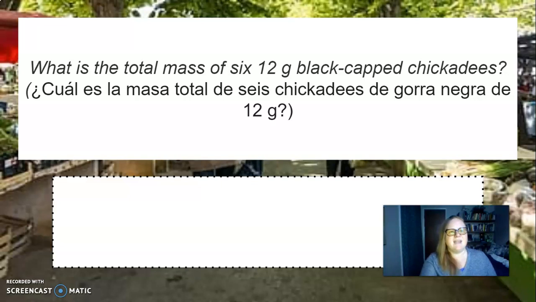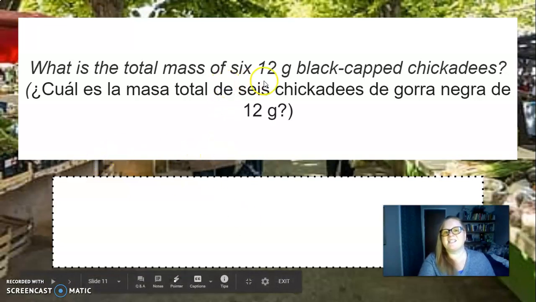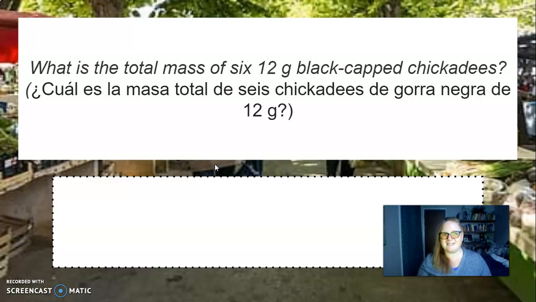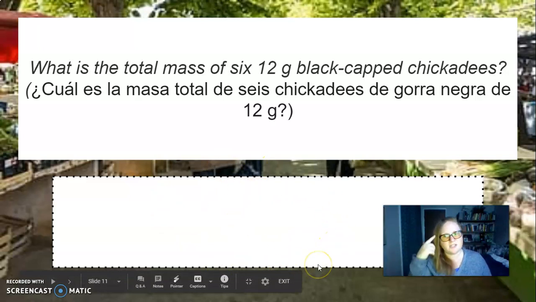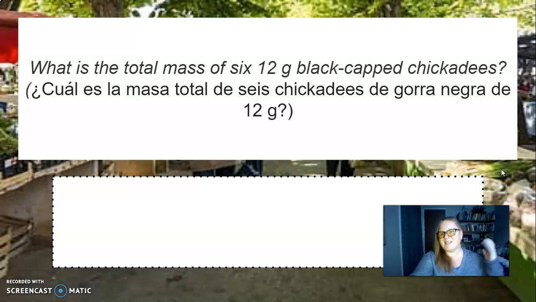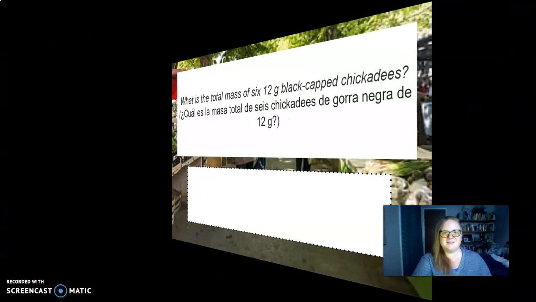That's not that hard. Now we have, what is the total mass of 6 12-gram black-capped chickadees? Since you already know what 6 times 10 is, it might be easy to solve 6 times 12, or it might be a little bit difficult. So I want you to put your guess right here. What do you think? Try and do it in your head. Don't start writing it down yet, okay? And then come back, do the previous slides, and then pause this video, do those previous slides, and come back in 5, 4, 3, 2, 1.